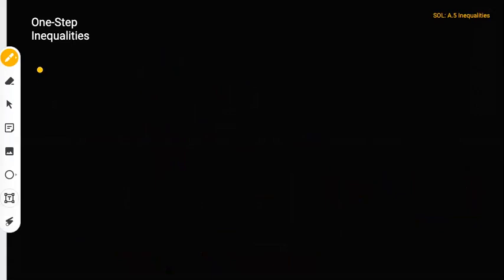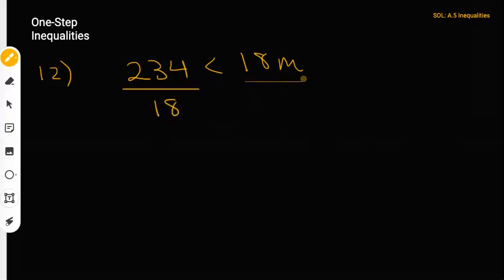All right, let's do number 12. I've got 234 is less than 18 times m. So what I want to do is get m by itself. So I need to divide by 18 on both sides. Once I do that, the 18s are going to cancel out on the right side, leaving me with just an m. I bring down my less than symbol. Over here on this side, I have 234 divided by 18.